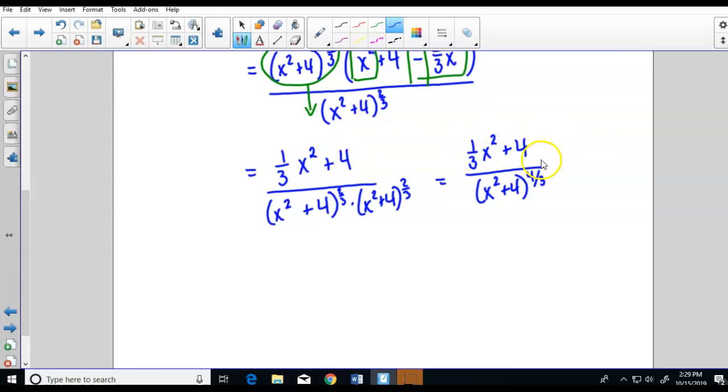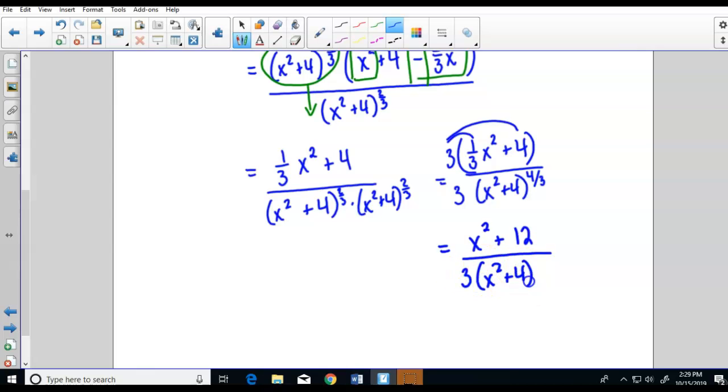Now this still is probably not what they're going to leave as the final answer, because it still has that 1/3 in the top, so you still have a fraction and a fraction. So there is a way we can get rid of that. I can multiply the numerator by 3 and the denominator by 3 here, because if I do that, then when I distribute that 3 in the numerator, I'll just get x squared plus 12, and then I can just leave this 3 times x squared plus 4 to the 4/3. And that's probably the way that you'll see the answer written.